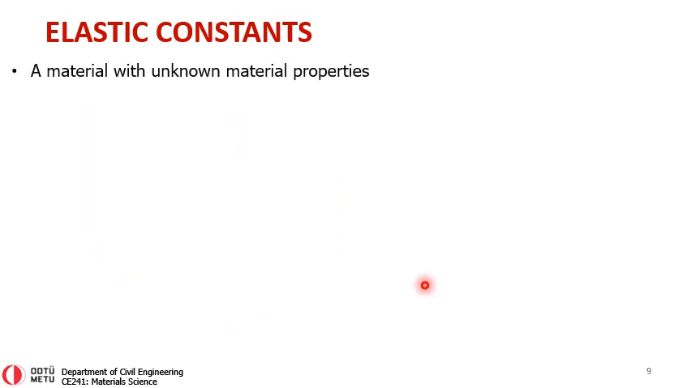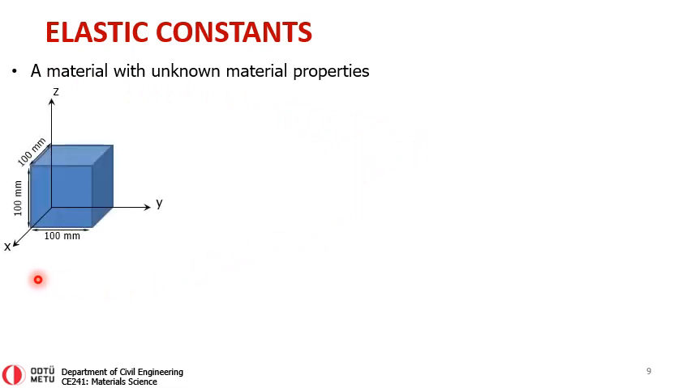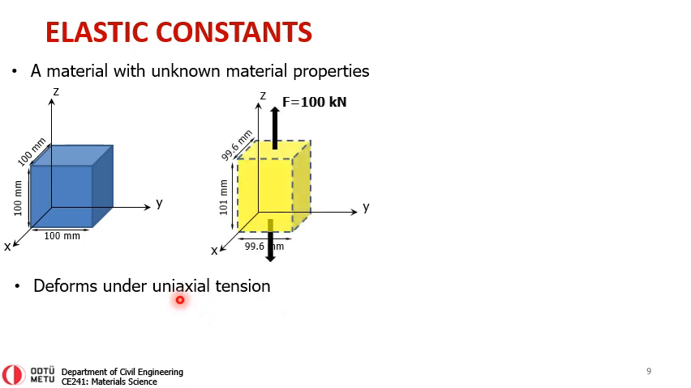Now, if you were to solve a problem, I will try to explain them with a problem. Let's say that we have a material with unknown material properties, and let's say that this is a cubic material. So all these dimensions are 100 millimeters before we have applied any load. So before loading, this is the geometry. Now, this material will deform under uniaxial tension. So in this case, we are applying a load along the z-axis. So we are stretching this material along z, as shown over here.